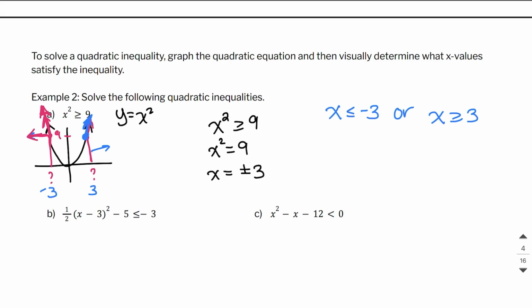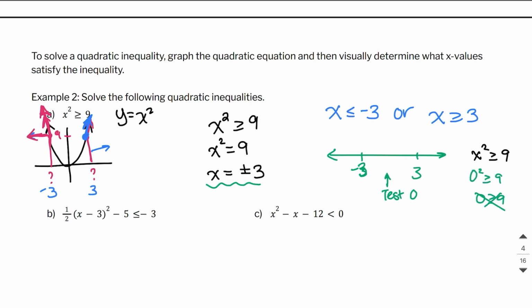But I also want you to kind of, let's imagine this on a number line, okay? So we know that the special values that this is going to happen at are going to be at -3 and +3. So we've got -3 and we've got +3. And then we can kind of test numbers right here. So I can test 0, for example, in x squared is greater than or equal to 9. When I test 0 here, I get 0 squared is greater than or equal to 9, or 0 is greater than or equal to 9, which is not true. So that means that anything between -3 and +3 won't work.